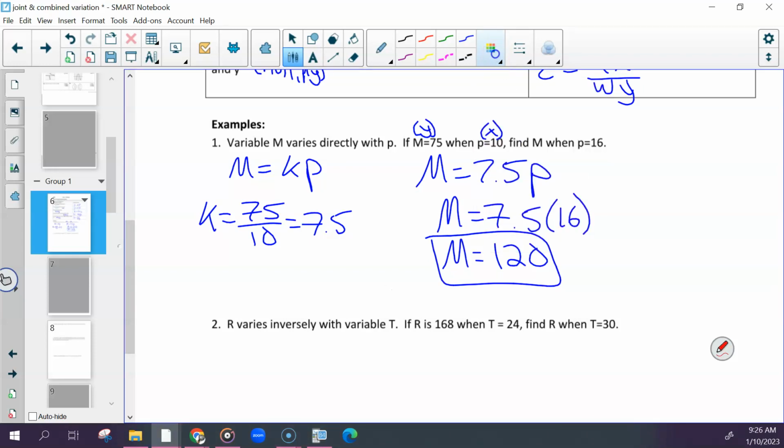Divide 120 and 16. You should get 7.5. Do we? Yeah. Questions on that? So what's nice is the process hasn't changed. So we're not learning something really new. It's just we're adding things to what we've already done.